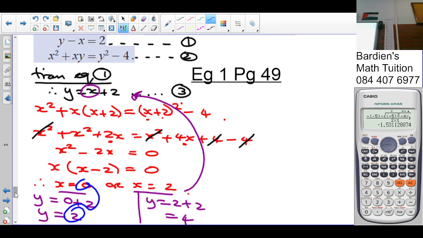Right. Let's go with the second one quickly. x is 2, so 2 squared, 2 times 4. So 2 times 4 is 8, plus 4 is 12. On this side, we got 4 squared. 16 minus 4, 12. So that works.